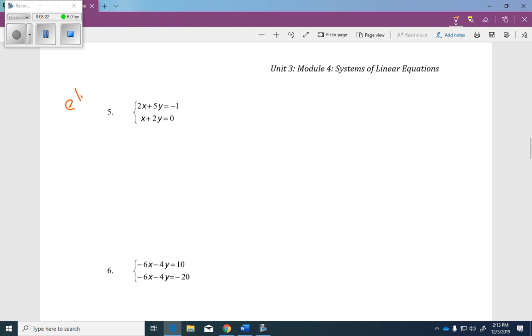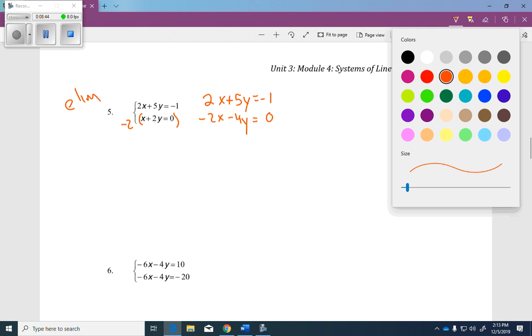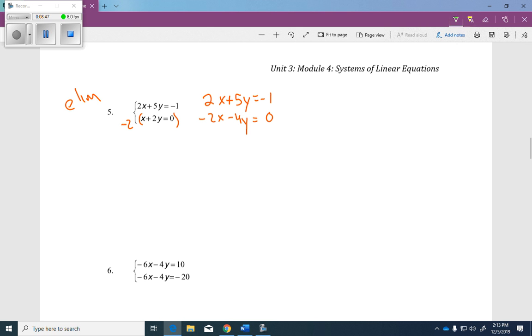This is set up for elimination. There aren't any opposites though. I'm going to multiply the bottom equation by -2 to make the x's opposite. So the top equation stays the same. The bottom equation is now -2x minus 4y equals -2 times 0, which is 0. And now that I have opposites, I can add my equations together. And those are gone. I'm left with 1y equals -1.